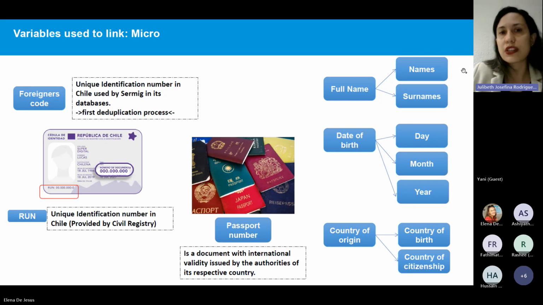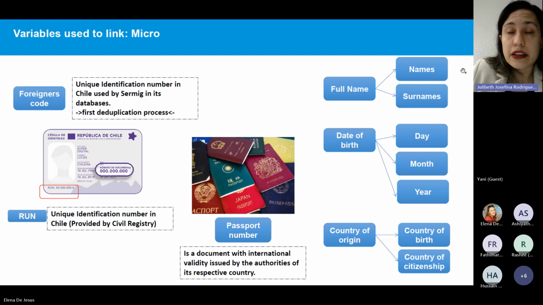One, the person doesn't have a RUN when they do the first procedure with CERMIC or MINREL, but they give other identification variables such as a passport. Two, the person has renewed their permit or has several procedures with CERMIC or MINREL, so they already provide a RUN. Or three, the person doesn't have a resident permit and they are not in CERMIC or MINREL databases, so they are in an irregular status.